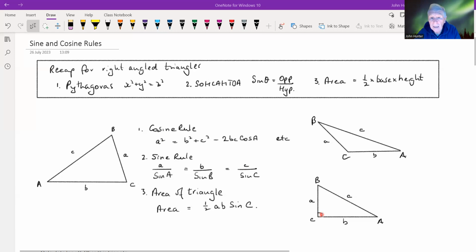And interestingly, in this triangle here, I've denoted the right angle as C, but if we denoted it as A and compared it to this formula here, then the cosine of 90 degrees is 0. So in actual fact, this term here would disappear, and we'd be left with a squared equals b squared plus c squared, which of course is Pythagoras' formula. So that's a little bit of the background.